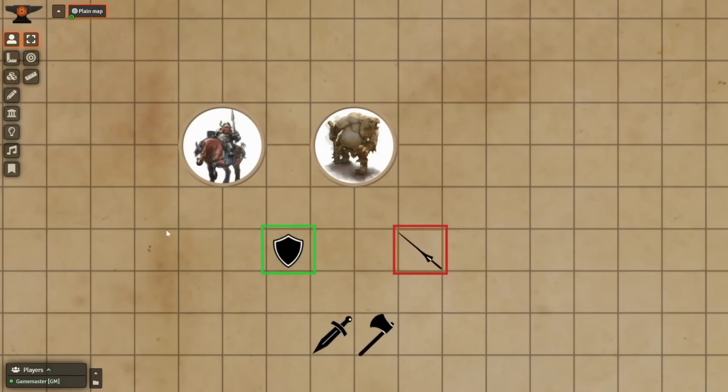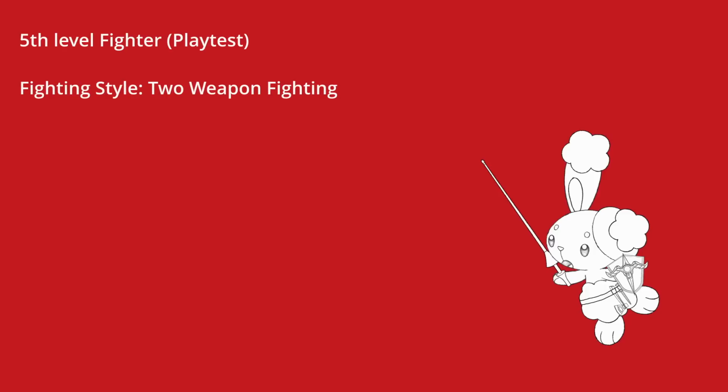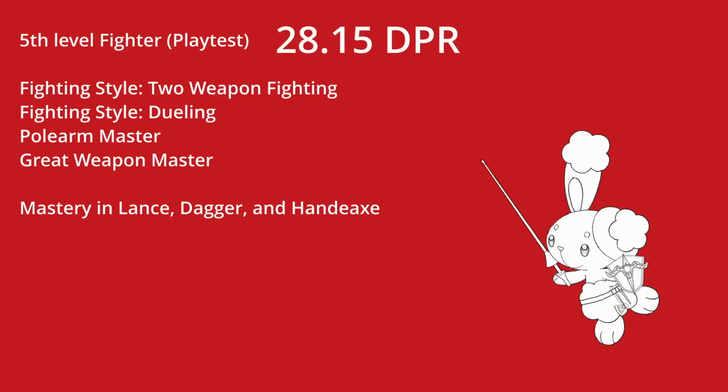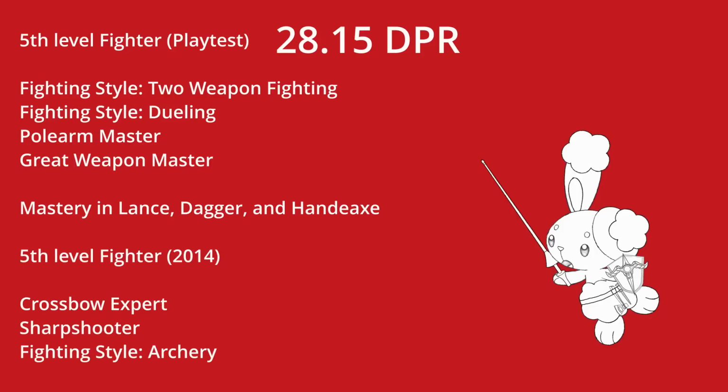Whenever you can generate space between yourself and an enemy, using a hand axe and a dagger with weapon mastery can turn one attack into two attacks. The impact of this is gigantic. Let's now assume that this character was a 5th level Fighter with the feats Fighting Style Two-Weapon Fighting, Fighting Style Dueling, Polearm Master, and Heavy Weapon Master, and they also spent their 3rd weapon mastery on the hand axe. That turn that I just explained now has an average damage per round of 28.15. In 2014, a 5th level Fighter using Crossbow Expert, Sharpshooter, and Archery did 20.32 damage per round.